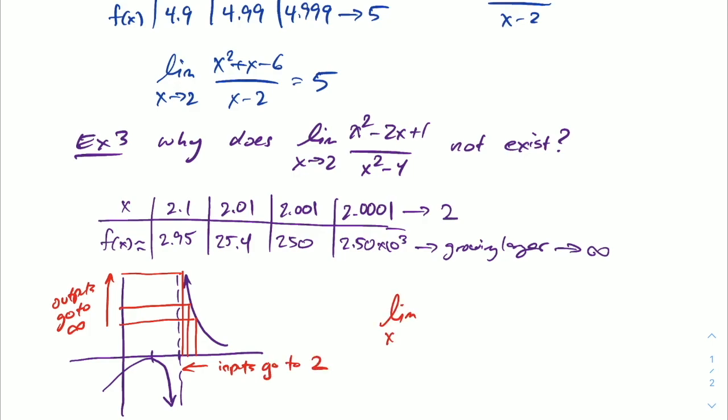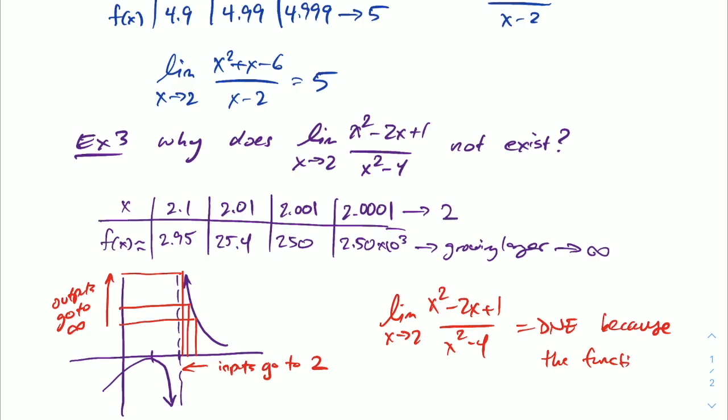So we say the limit as x goes to 2 of x squared minus 2x plus 1 over x squared minus 4 does not exist because the function goes to infinity. It's actually going to negative infinity from the left and positive infinity from the right. And so it does not exist. There's not a number that it's going to. It's blowing up. You can also say it blows up.